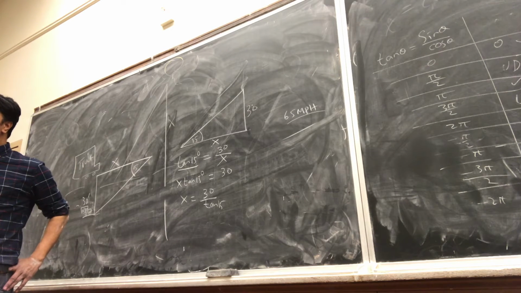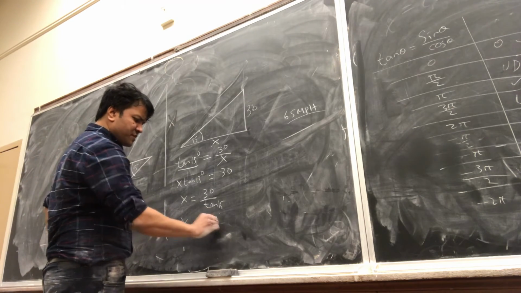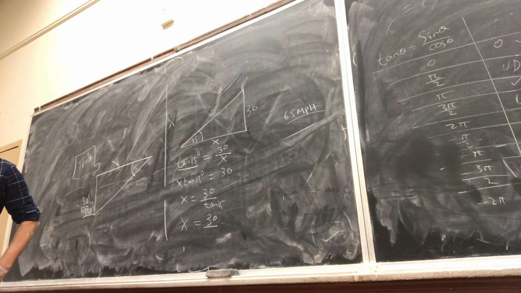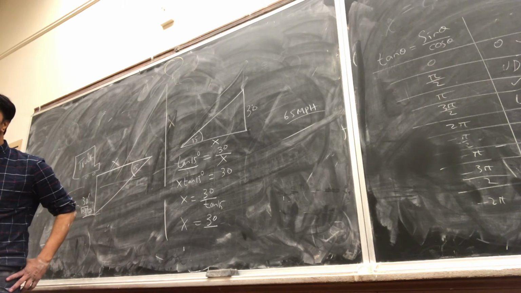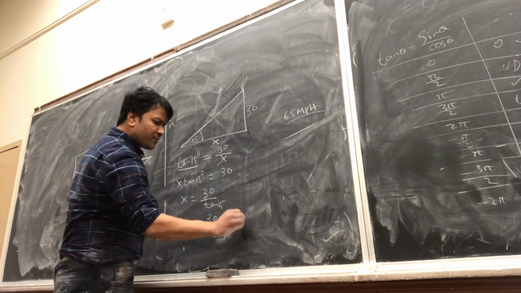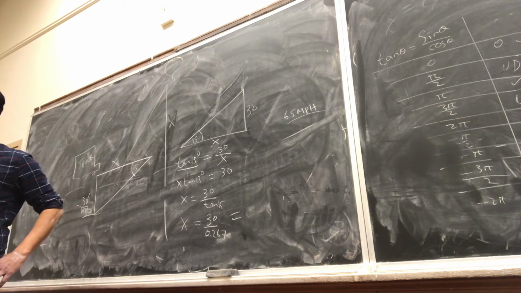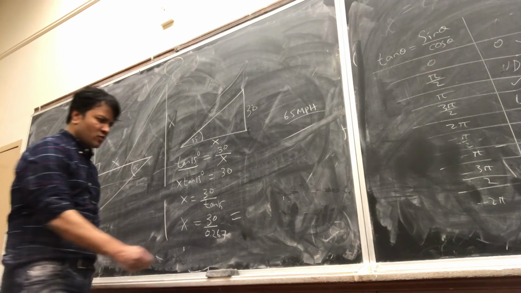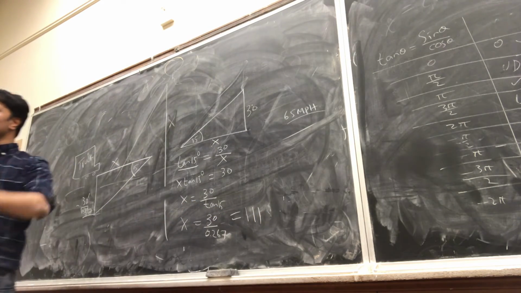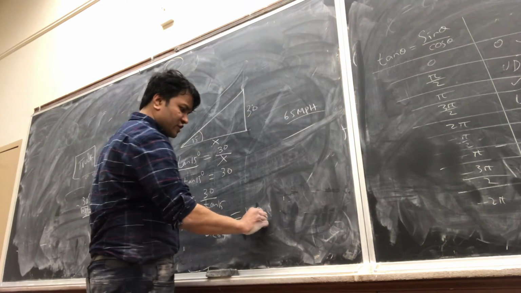Find it out. By the way, you need to have a calculator for calculus. So x is 30 over 0.267, I think. 30 divided by 0.267 is 112.359. We can ignore the fraction, so 112 is good.